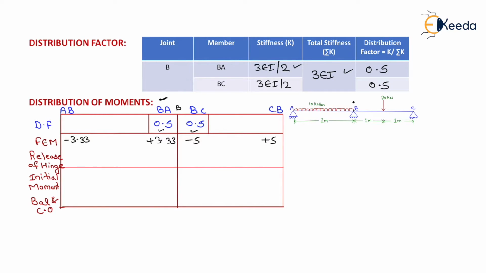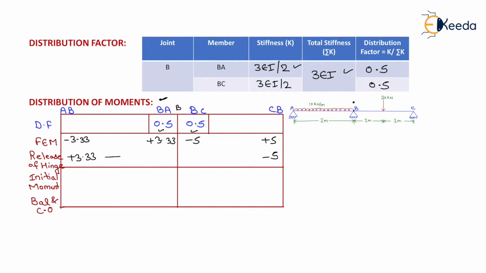Now due to the hinge supports at A and C, the net moment will be 0 at supports A and C. So to make the net moment at A and C zero, we need to induce or apply a moment of equal magnitude but opposite in direction at C and A. So here the moment will be equal to minus 5 and here the moment will be equal to plus 3.33.